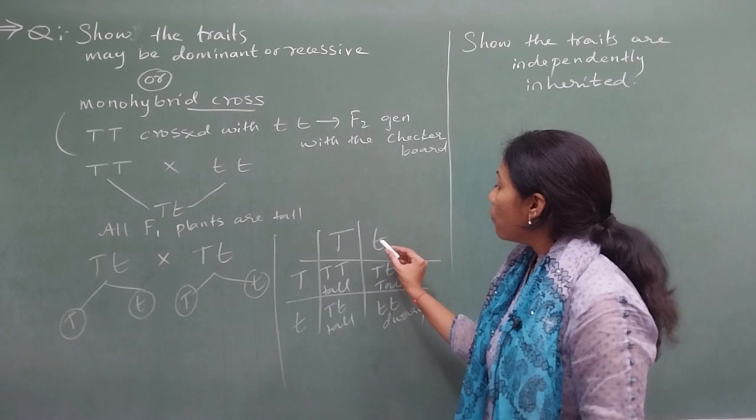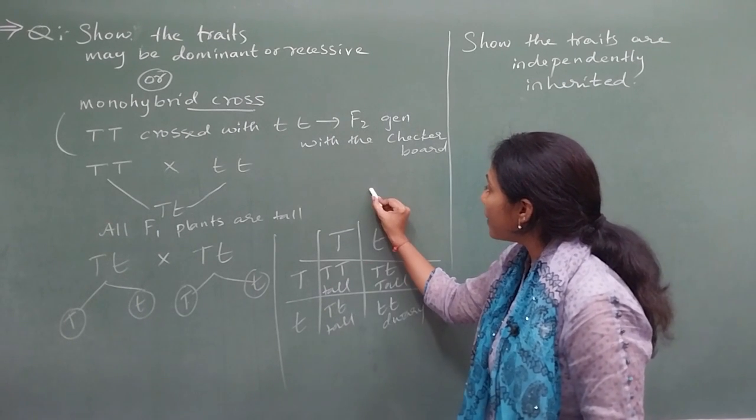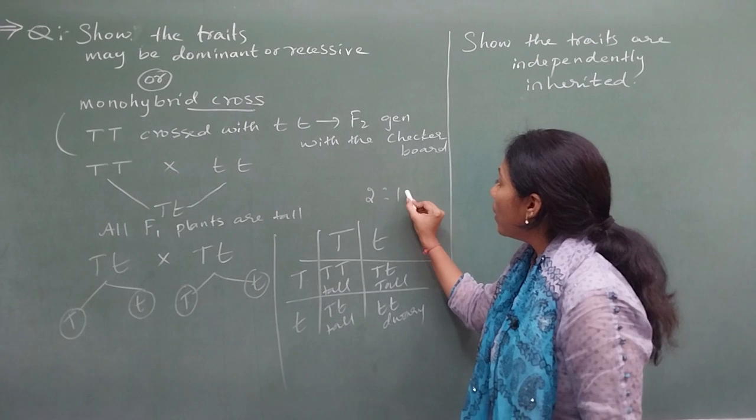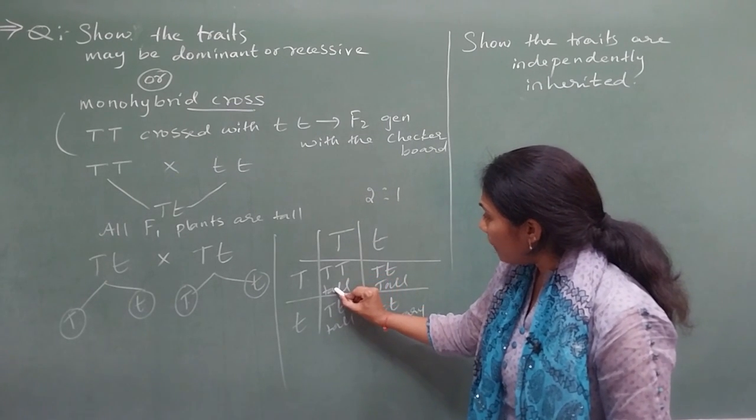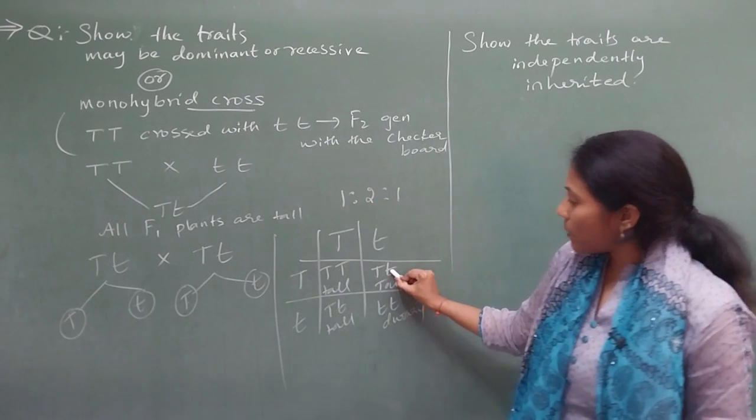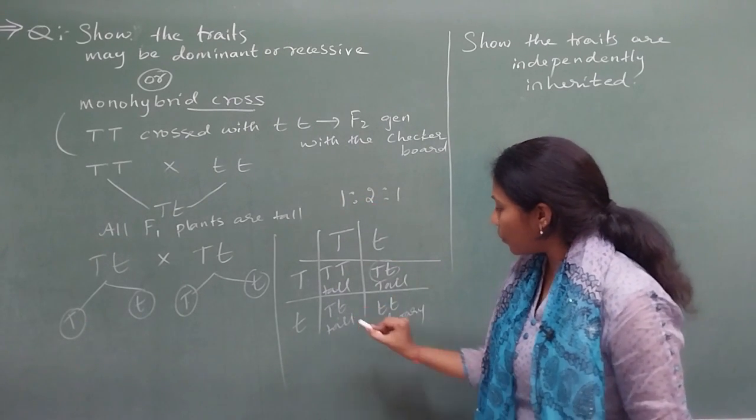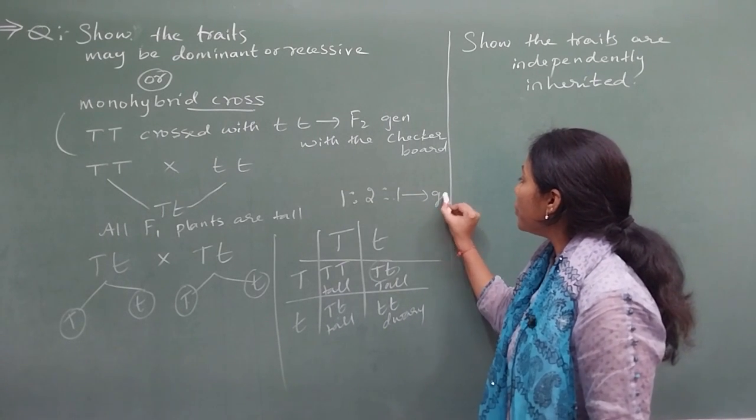So here, what is the genotypic ratio? The genotypic ratio is 1:2:1. Look here: tall plants with capital T capital T is 1, capital T small t, how many varieties are there? 2, and small t small t variety is 1. So this is our genotypic ratio.